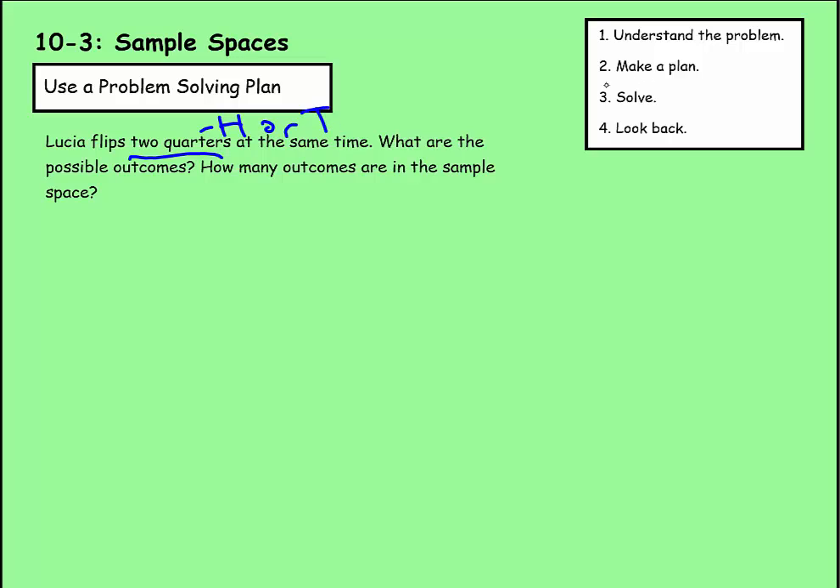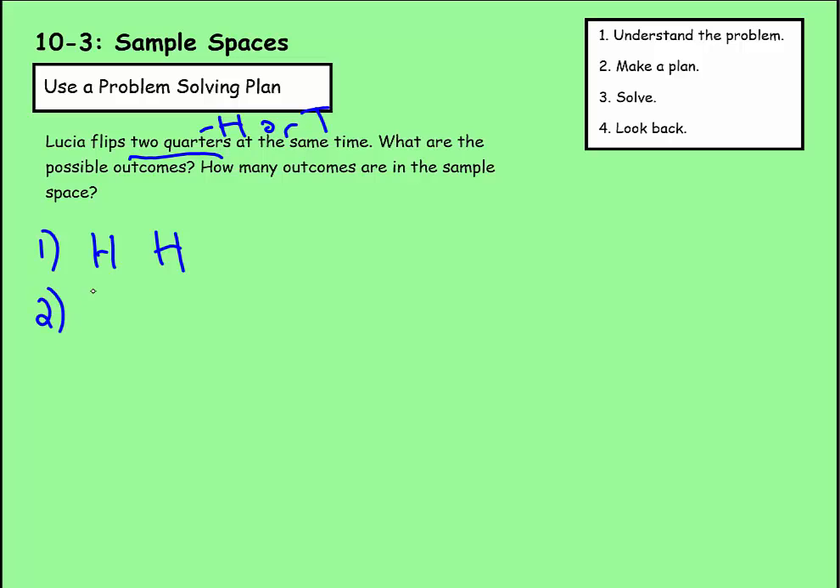So now we need to make a plan. How are we going to solve this? Well, I could make a list of all the different outcomes that could happen. So step 3 is to solve using that list. For example, let's say that first quarter was heads. It could be heads again for the second quarter. So this is one outcome.